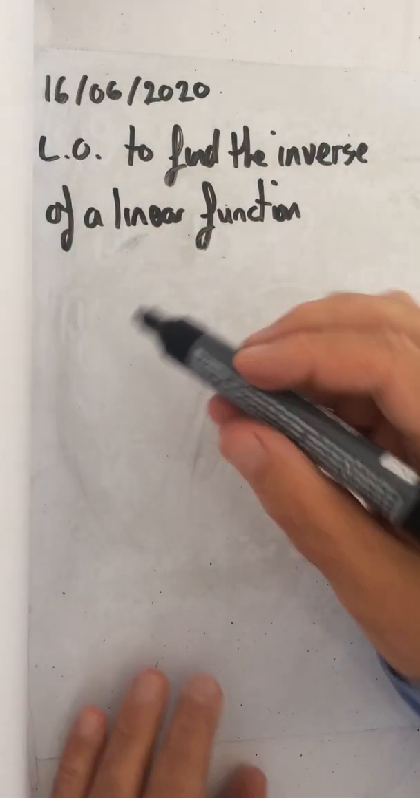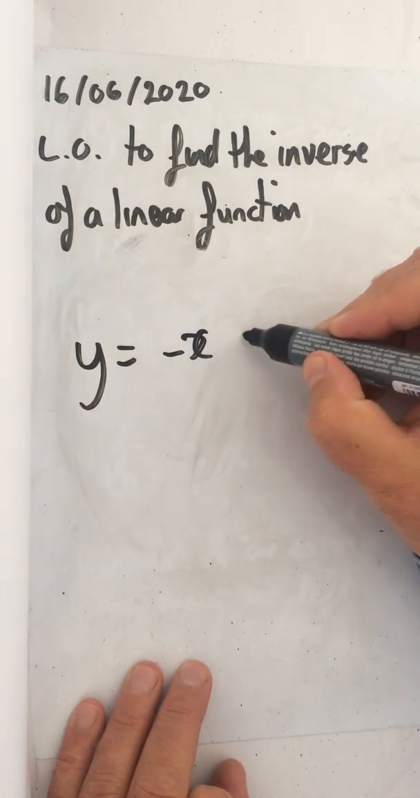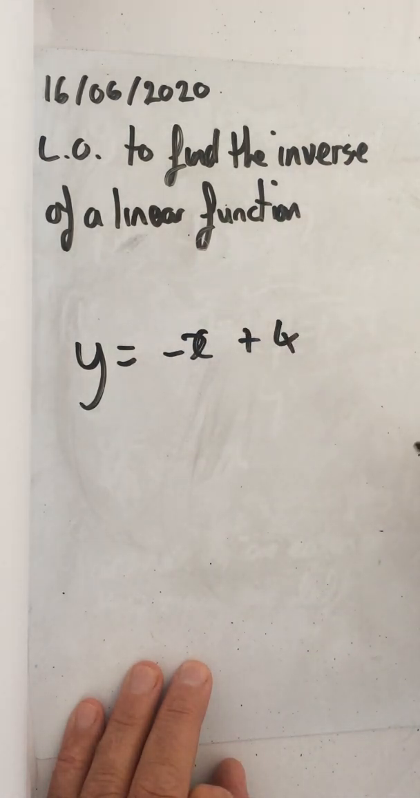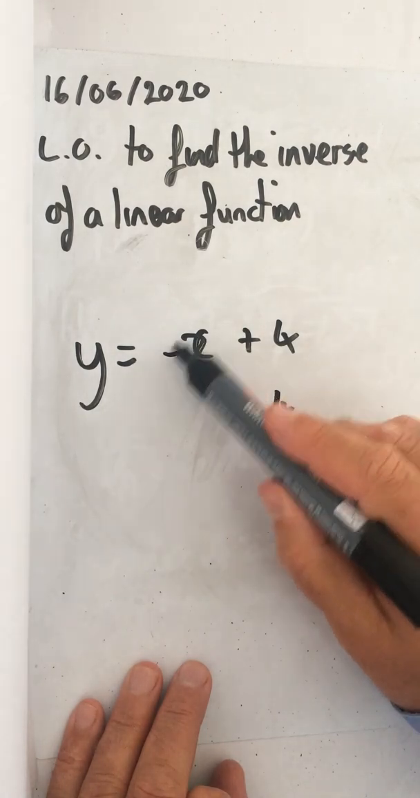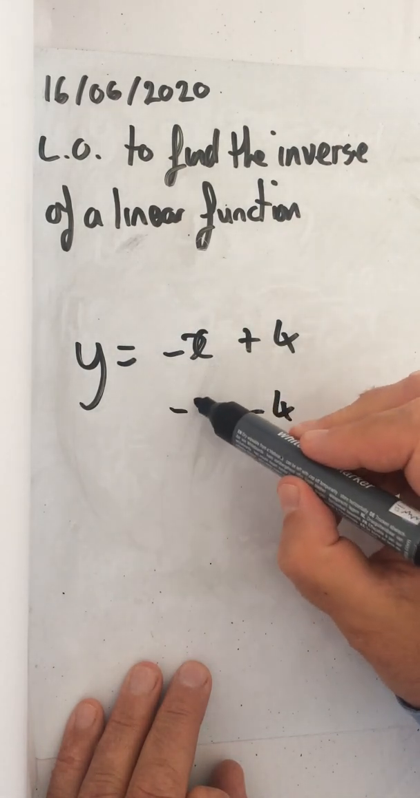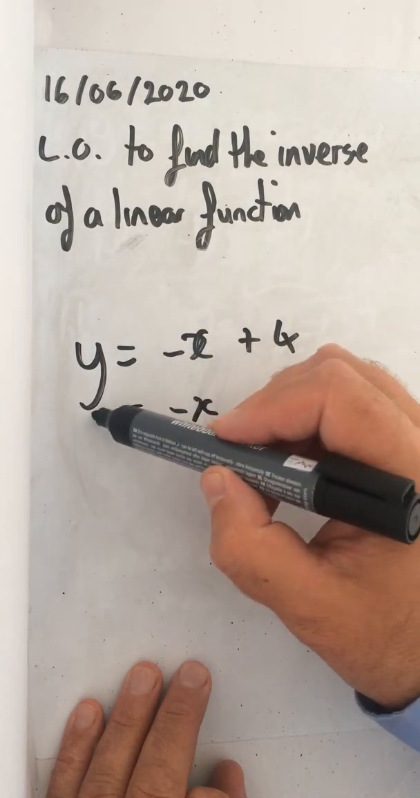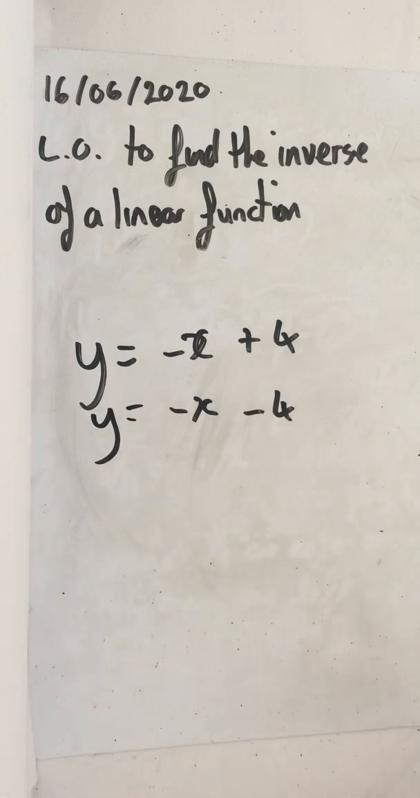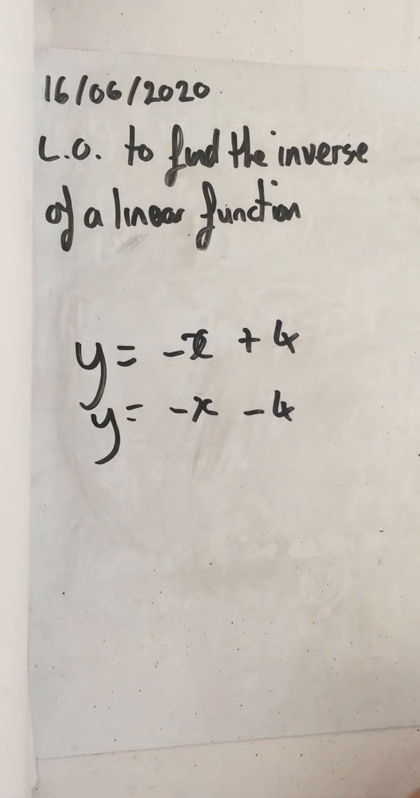And the same again if we have y is equal to minus x plus 4. Again, we're going to turn this plus 4 into a minus 4, but this minus x actually does stay the same on this one. We don't change the value of that. So y equals minus x minus 4. They are the inverse of each other.